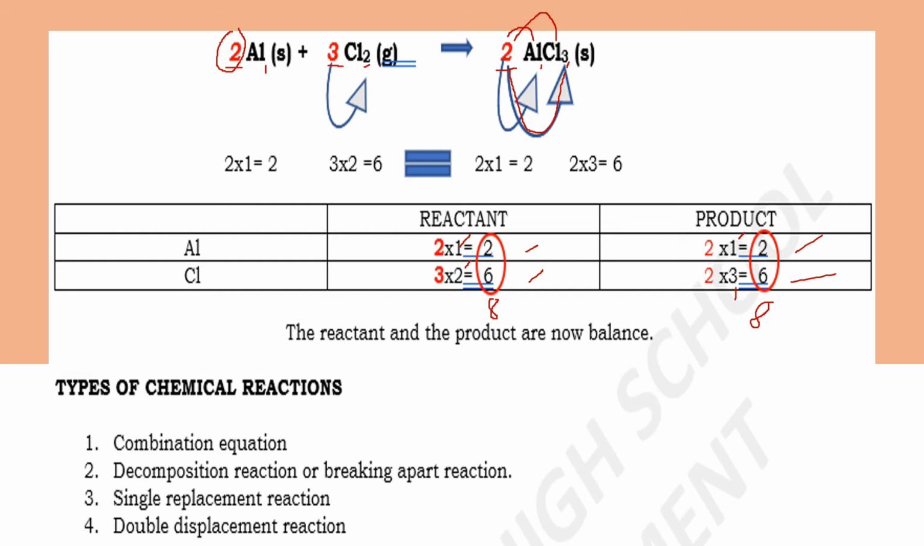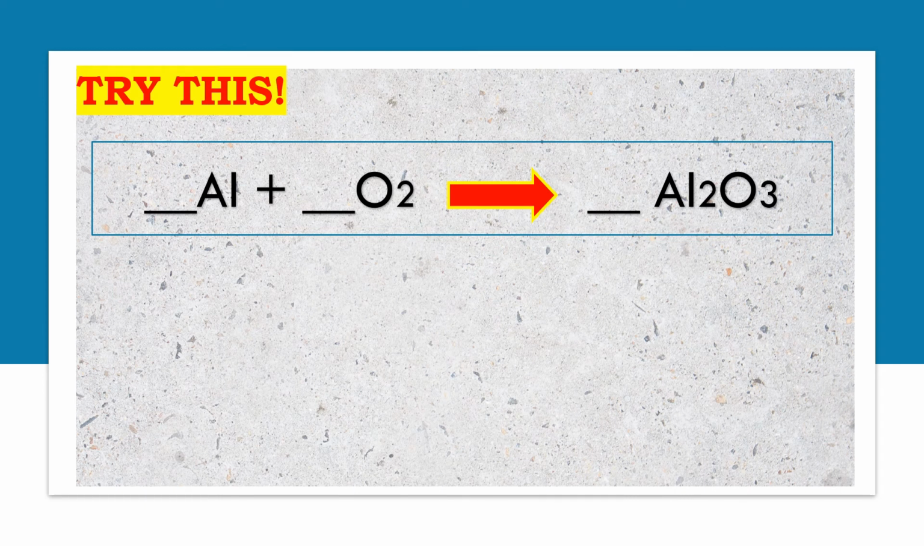Now what are the types of chemical equation? The first type of chemical equation is combination equation, decomposition reaction or breaking apart reaction. That's number 2. Number 3 is single replacement reaction, and number 4 is the double displacement reaction. Okay, so let's try this.